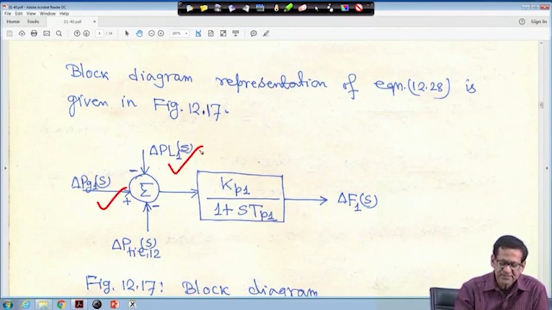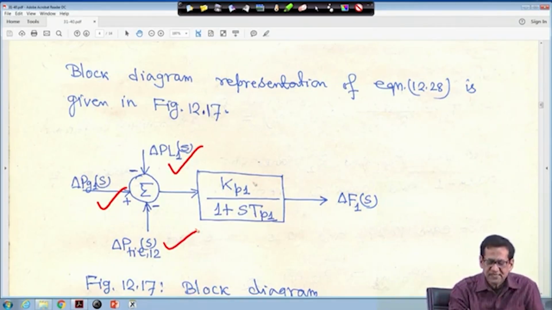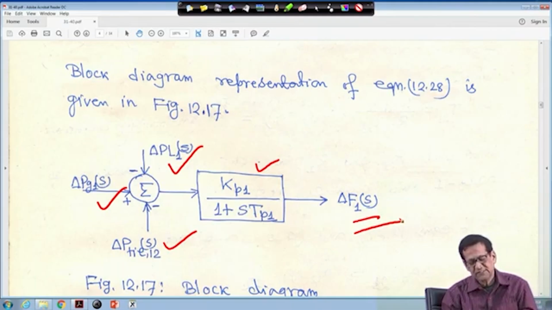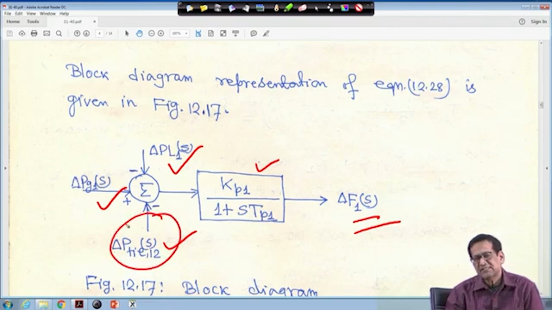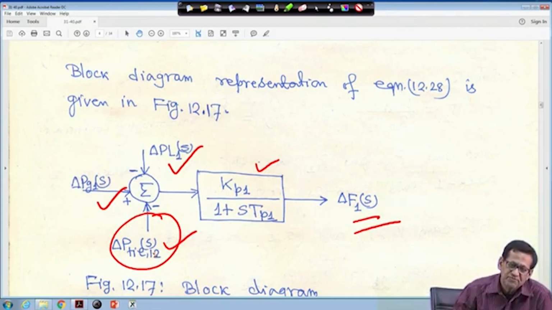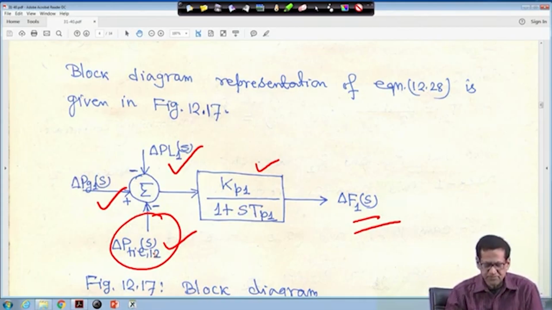This is delta P always, this is a plus sign, minus, and this is your delta P tie 1-2, into 1 upon s, into this, into Kp1 upon 1 plus sTp1, is equal to delta f1(s). So, this is the block diagram representation. For an isolated system this was not there, but now it is interconnected to another area. That is why this tie power flow also you have to account for, we have to put it.